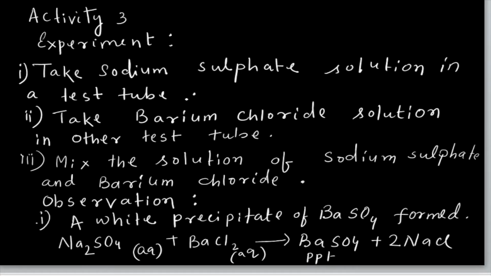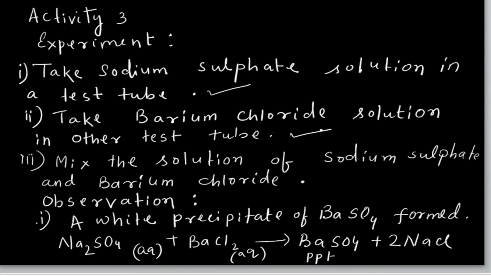Now shake it properly, sodium sulfate solution is produced. Then take barium chloride solution. How can you take barium chloride? Barium chloride is also a colorless solid crystal. So you take that one and add water in a test tube and shake it properly. Now barium chloride solution is prepared.